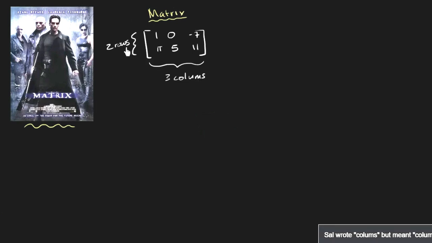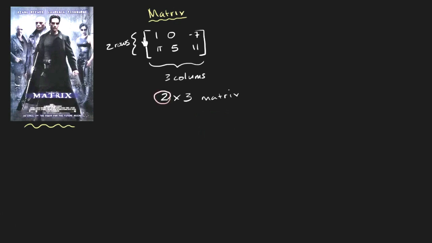And because it has two rows and three columns, people will often say that this is a 2 by 3 matrix. Whenever they say it's a something by something matrix, they're telling you that it has two rows. So you see the two rows right over there, and they're telling you that it has three columns. You see the three columns right over there.